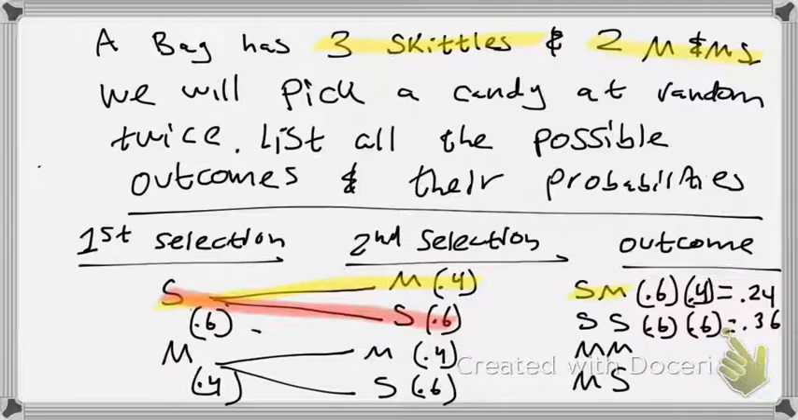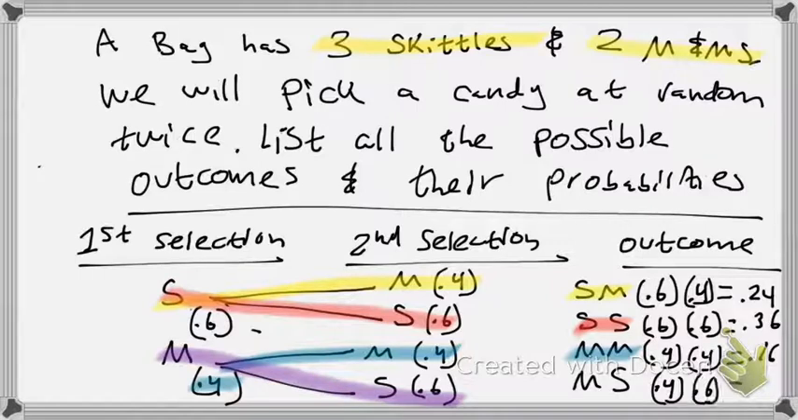And we could keep going with the other parts. Let's just finish this off. So the probability of grabbing 2 M&Ms, you multiply the probability of M&M first and the probability of M&M second. So 0.4 times 0.4 gets you 0.16. And then lastly, for M&M and then Skittle, you multiply 0.4 times 0.6. And you get 0.24 like we did above.